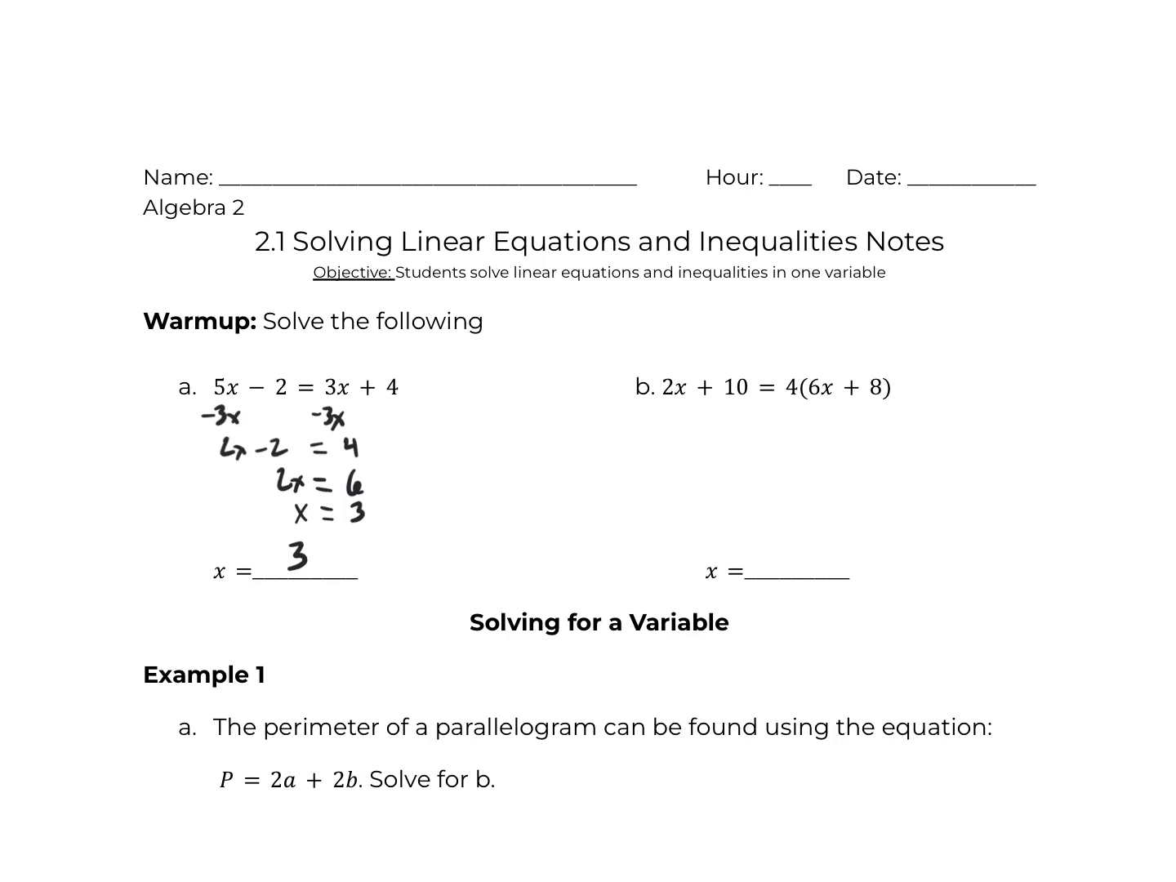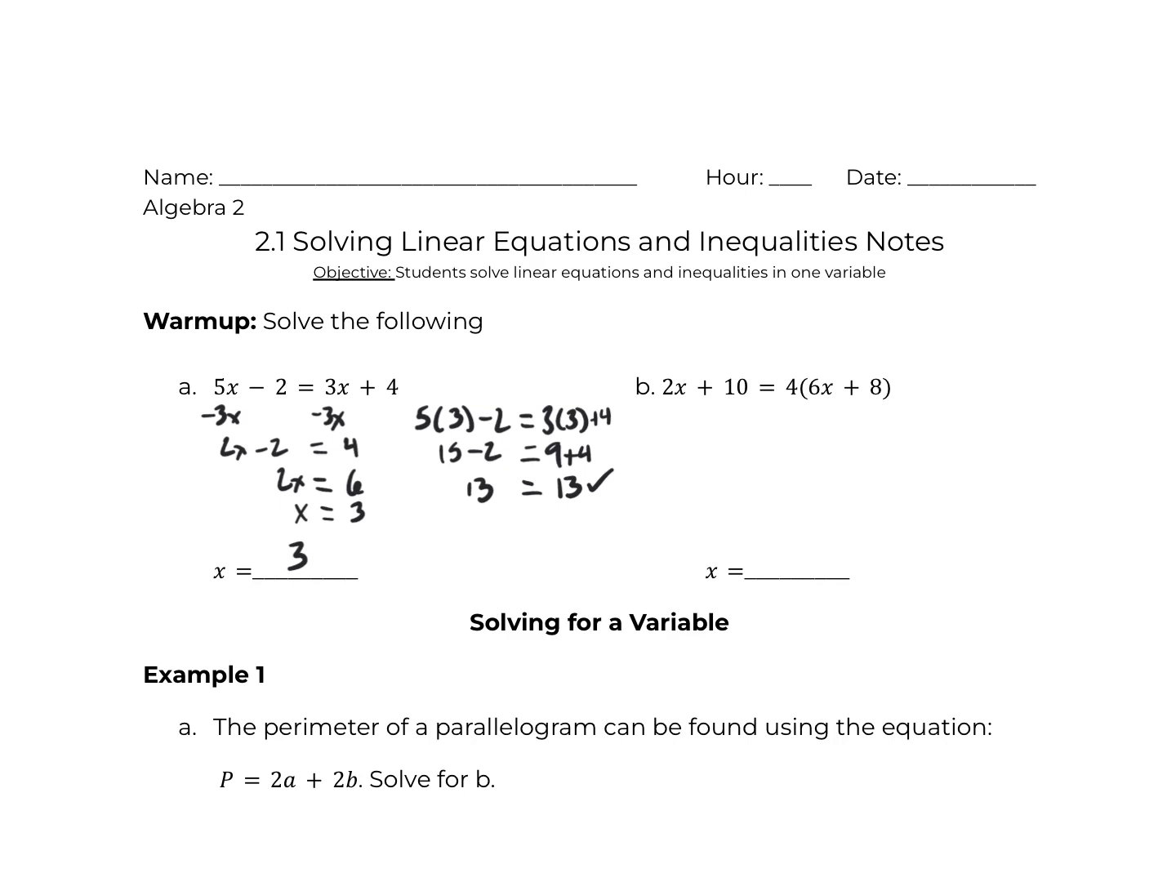We can always check our answer by plugging that 3 back into the original equation. So 5 times 3 minus 2 equals 3 times 3 plus 4. 5 times 3 is 15. Minus 2 equals 9 plus 4. 15 minus 2 is 13. 9 plus 4 is 13. So we have the right answer.